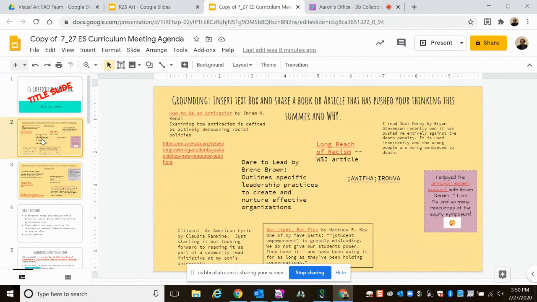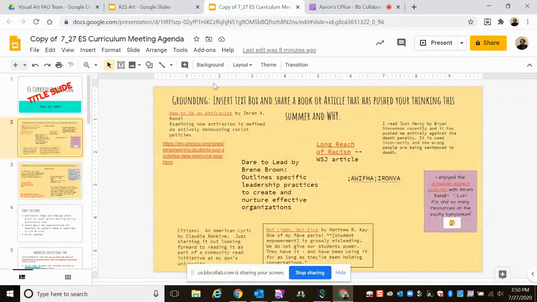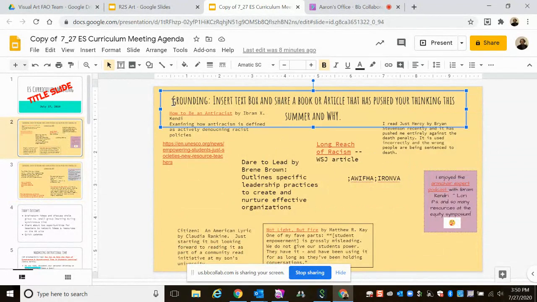Let me tell it in terms of how this meeting went, okay? The person who organized this meeting had set up 2 blank slides, and the only thing on this slide was this prompt at the top. Right? Insert text box and share a book or article that's pushed your thinking this summer and why. Now, it's not important what this prompt is.